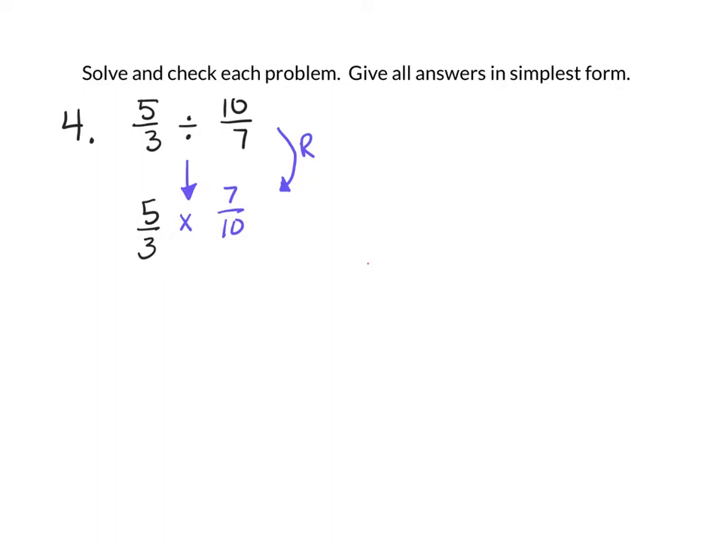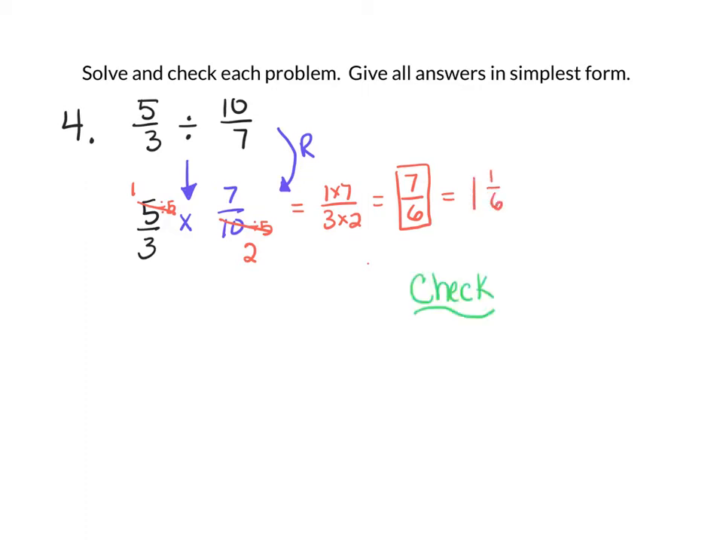So I can either multiply across or simplify first by cross canceling. So I'm going to go ahead and cross cancel by dividing by 5 on the top and on the bottom. So I get 5 divided by 5 is 1, and 10 divided by 5 is 2. Now I'm going to go ahead and multiply across. So I get 1 times 7 and 3 times 2, and that's 7/6. This is a good answer, but a better answer would be making it into a mixed number, which would be 1 and 1/6. So now I'm going to check.